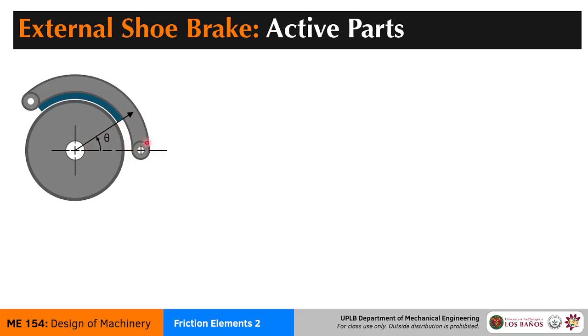So we're going to start with the drum. This is the rotating part, and then this is the shoe. Will all shoes look like this? No, they won't all look like this. But Shigley likes to use shoe brakes that have their hinges here.